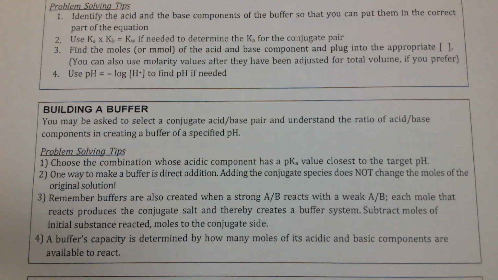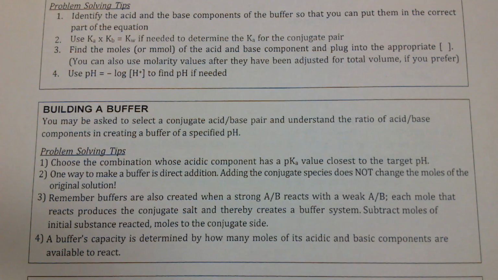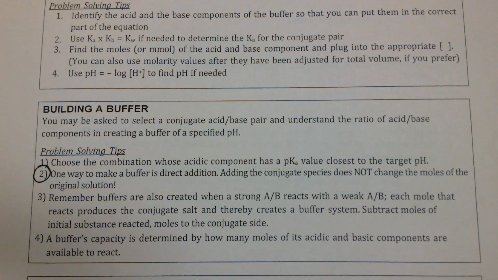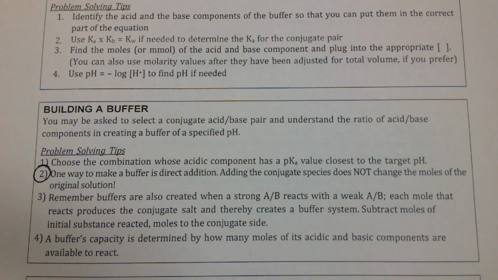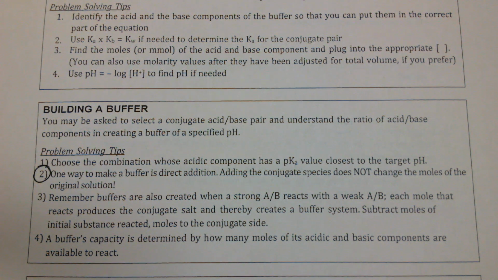So there are two ways to make a buffer. There's the direct addition method, which we see here. In this case, we are going to take a solution of a weak acid or base, and we are going to add that conjugate directly to the solution. So we're not doing a chemical reaction. We're literally just adding that conjugate to our existing weak acid or base.